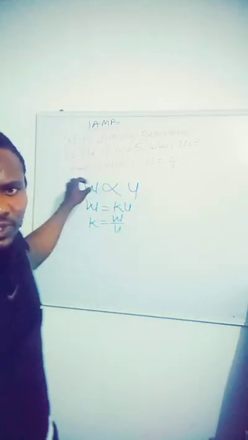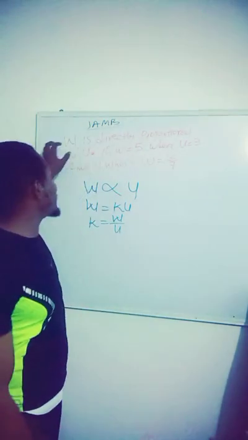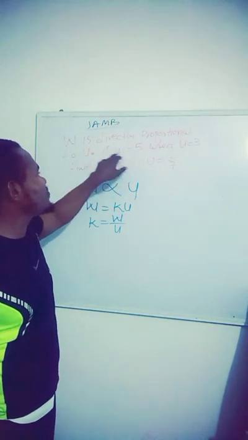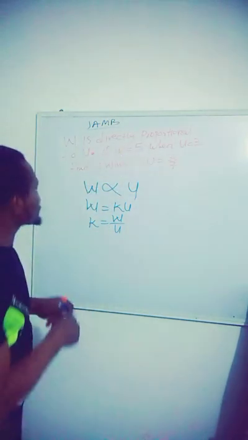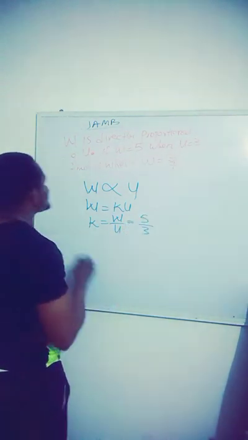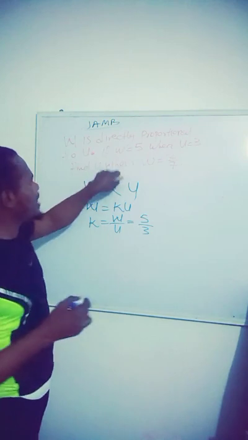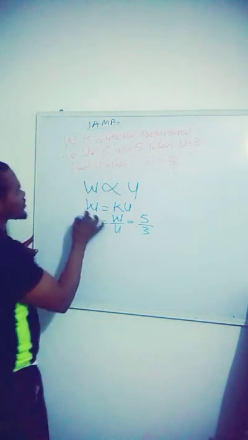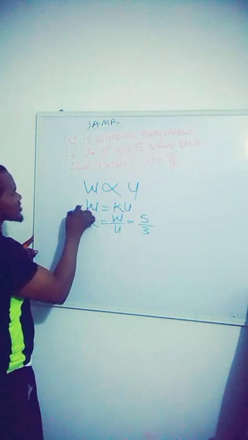I just read the question now. Let's follow. The question is, W is directly proportional to U. Find U if W is 5 when U is 3. Now find U when W is 2/7. So from here, let's make U the subject of formula.